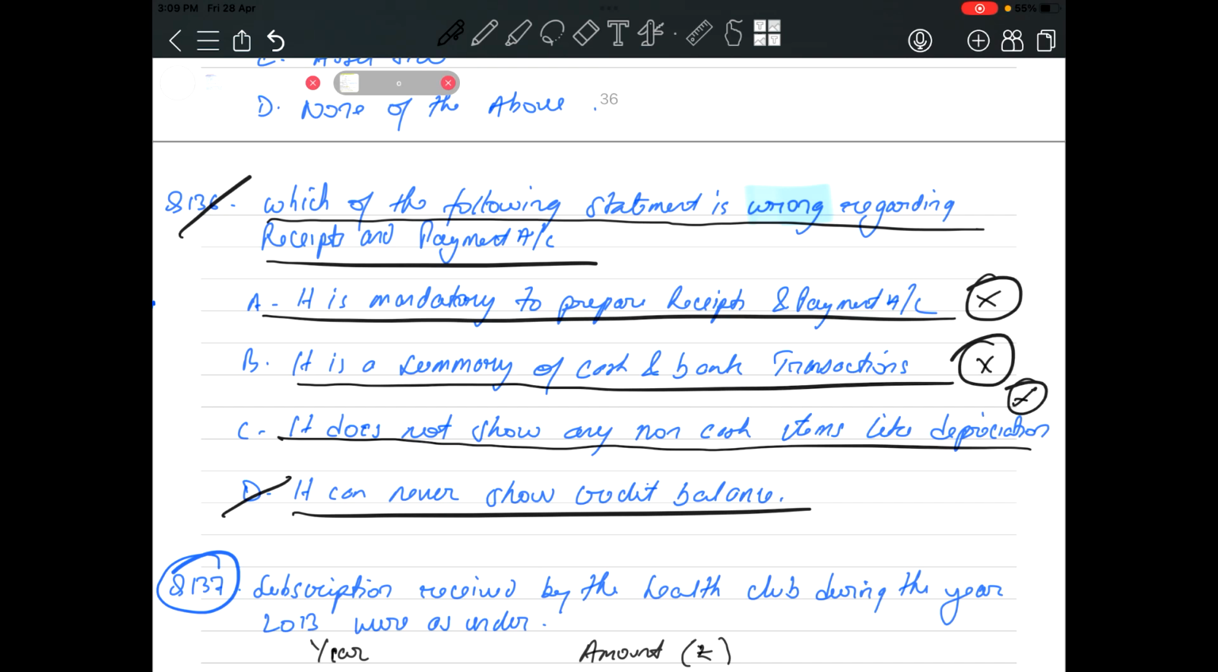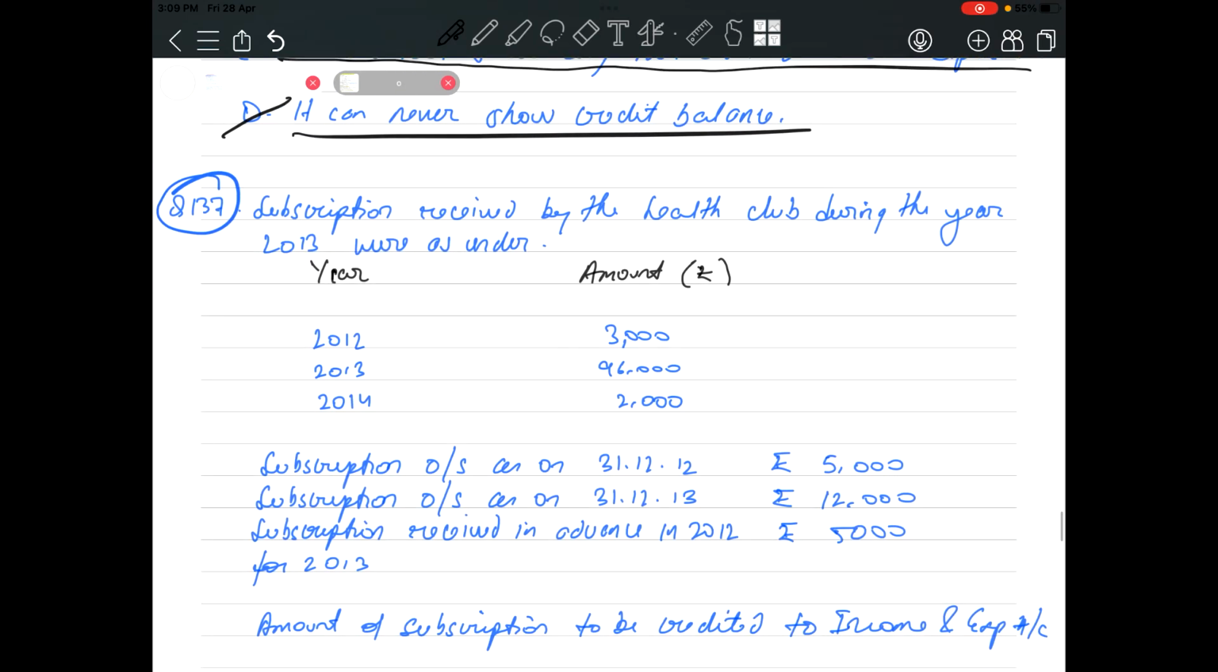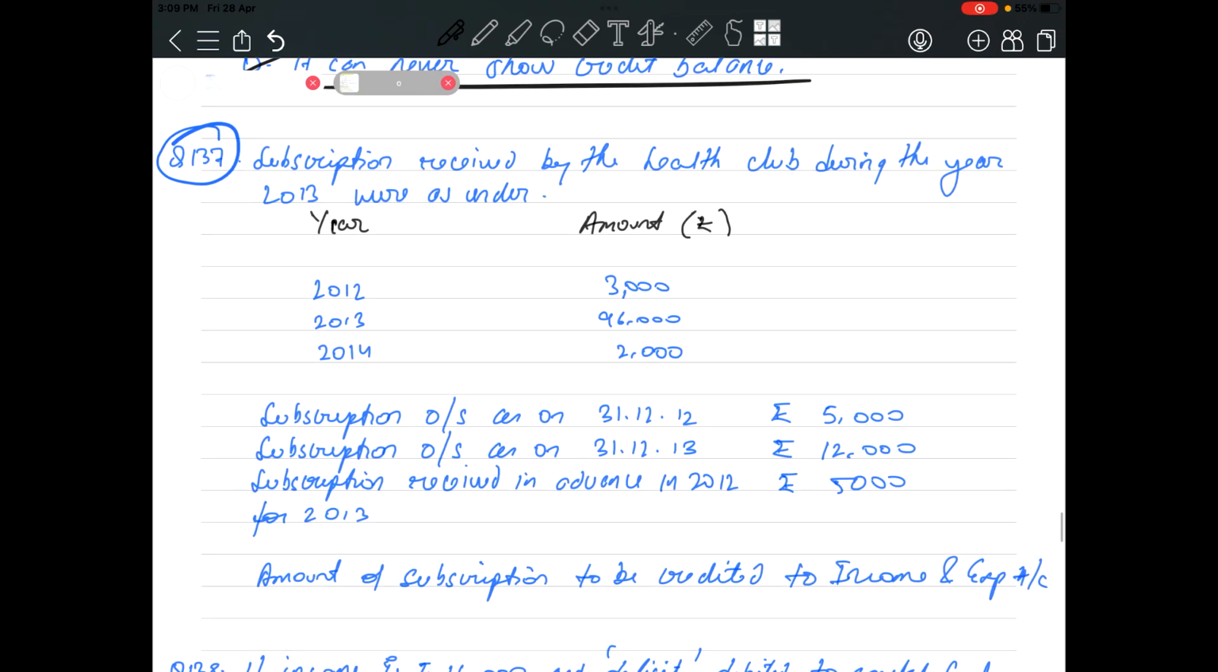Which of the following statements is wrong? So point number D is wrong. It can never have credit balance, okay. It can have credit balance, okay. Now let's come to question number 137. Now this is an important question, okay.